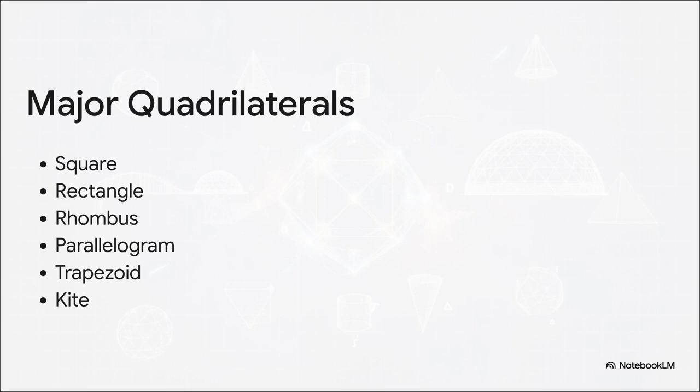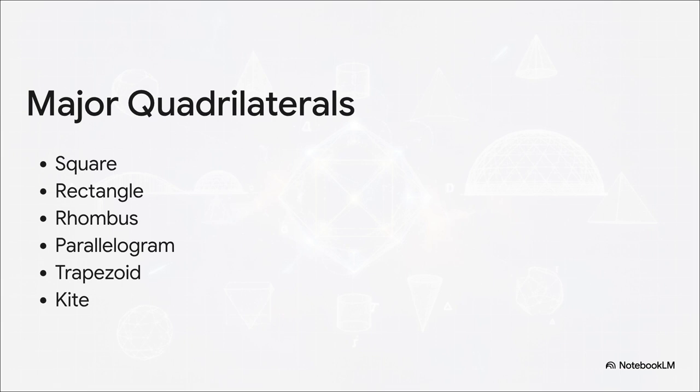Those rectangles are just one piece of a larger family of 6 major quadrilaterals we need to know: the square, rectangle, rhombus, parallelogram, trapezoid, which is also known as a trapezium, and the kite. Classifying these is all about asking 3 critical structural questions.